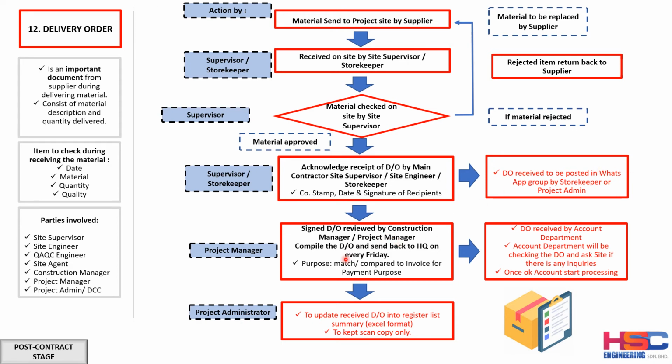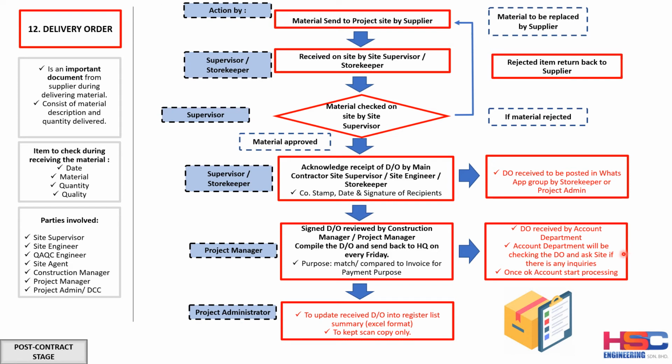The signed DO will be passed to the construction manager or the project manager for acknowledgement. The compiled DO is sent back, and then it will be signed off by the project manager. It's important to have the project manager sign off on the DO also for payment purposes. The DO will be received by the account department once it has been compiled. Once a week, let's say every Friday, all the DOs for the previous week will be compiled and sent to HQ and received by the account department.